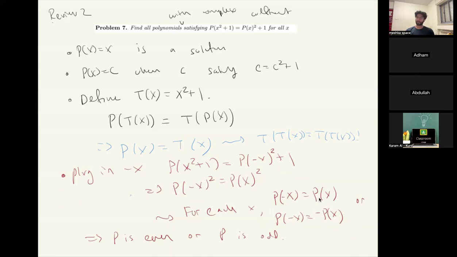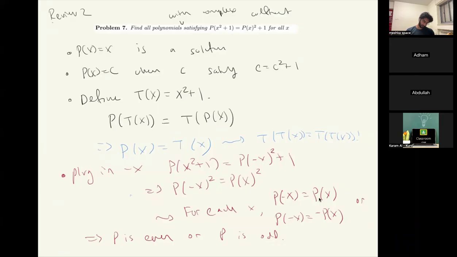I think if p is odd, then the only solution in this case will be p of x equals x. Yeah, great. And why is that? So Karam has a suggestion about the odd case. So let's focus on the odd case. Maybe I can create a new page. Yes, let me create a new page.